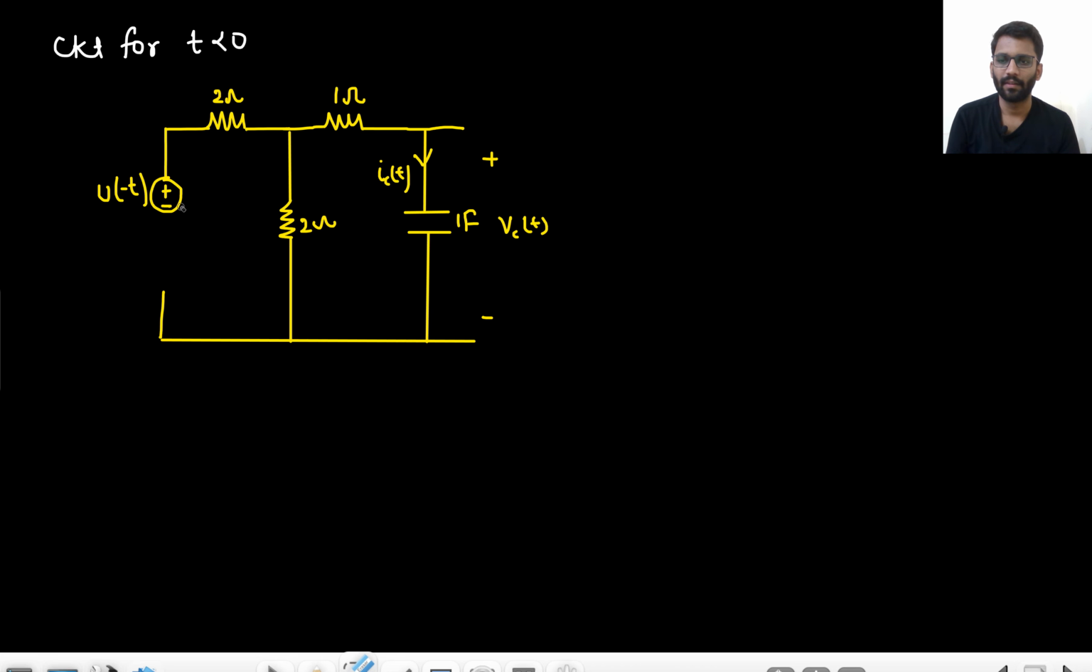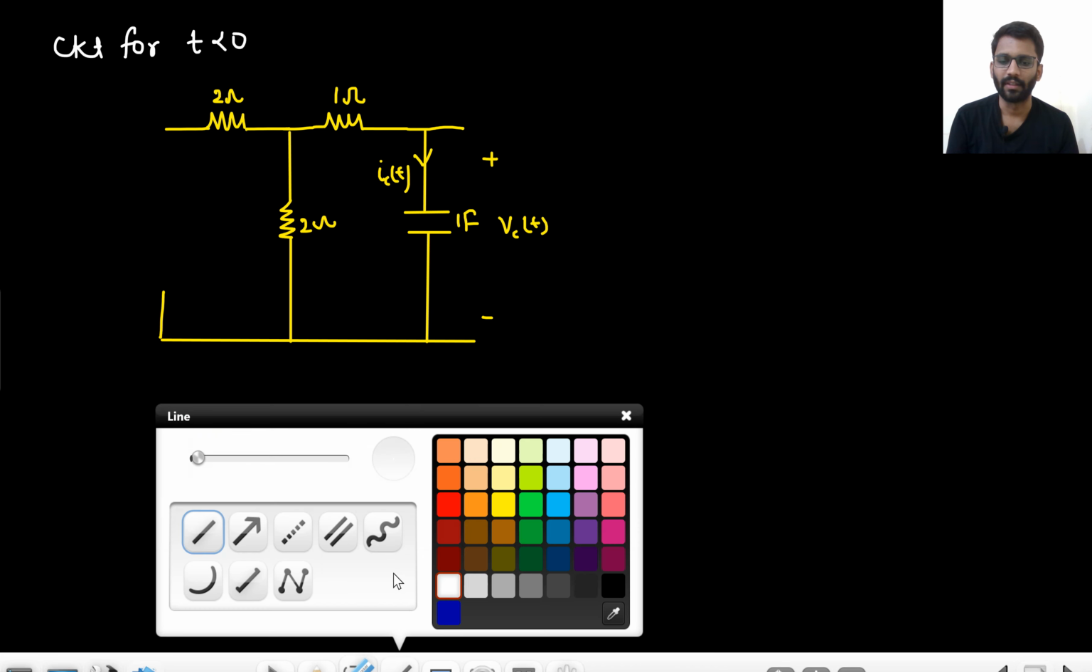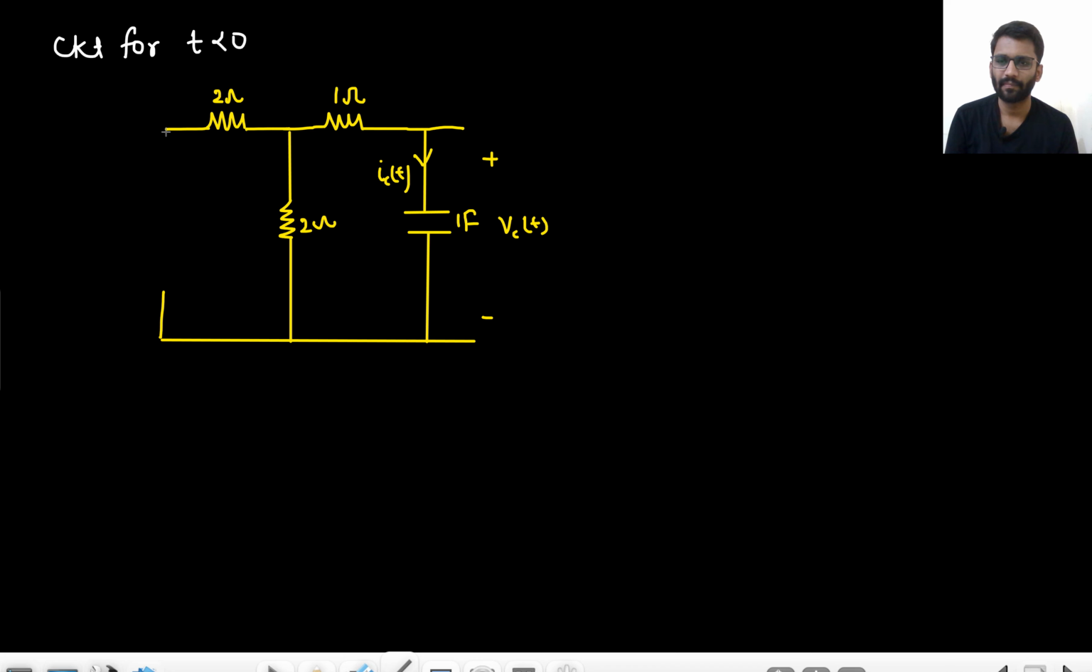This will not be there. Okay, only u of minus t will be there. Basically, I will replace this circuit with a battery of 1 volt. Right? U of minus t has nothing to do with the magnitude.